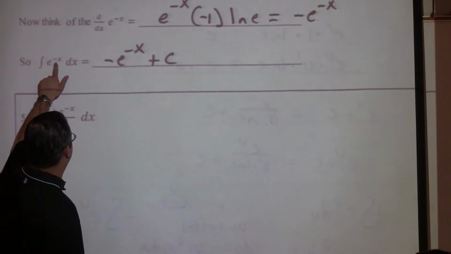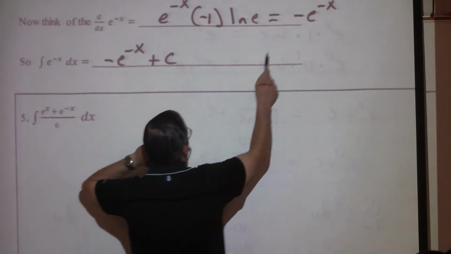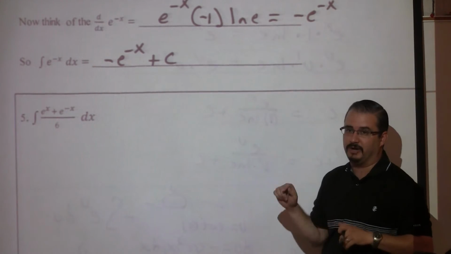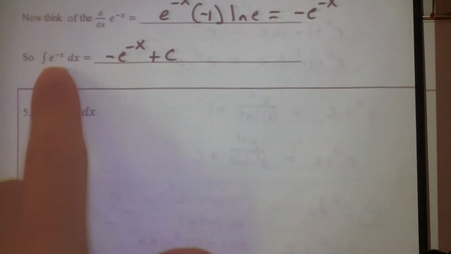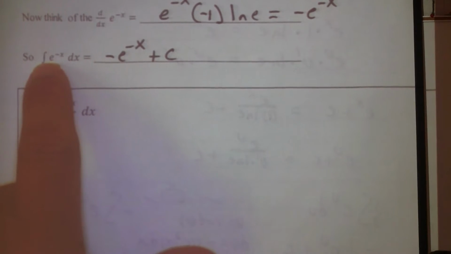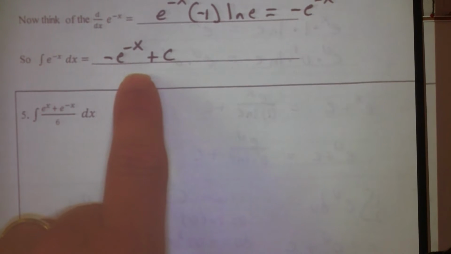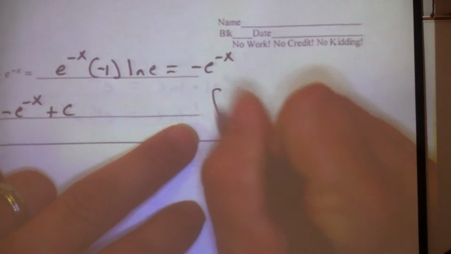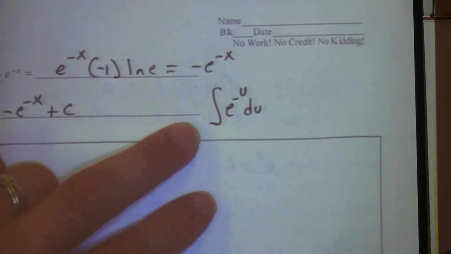Whose derivative would be e to the negative x, right? Well, I know that the derivative of e to the negative x is negative e to the negative x. So I would have to negate that to make it become positive like it is here, right? So whose derivative is e to the negative x? Negative e to the negative x, right? That's why I'm writing that out. You understand? Cool?